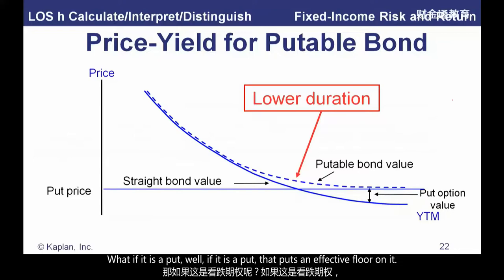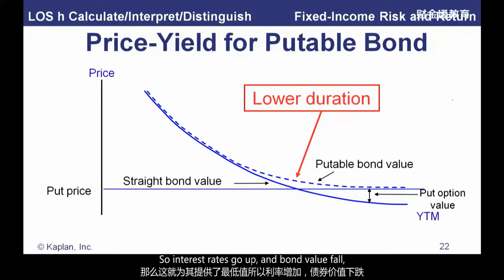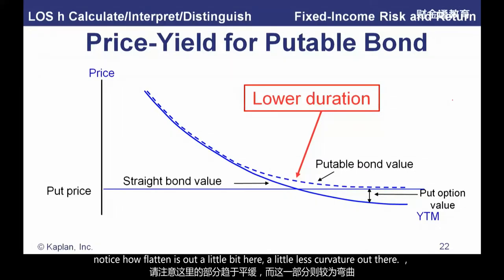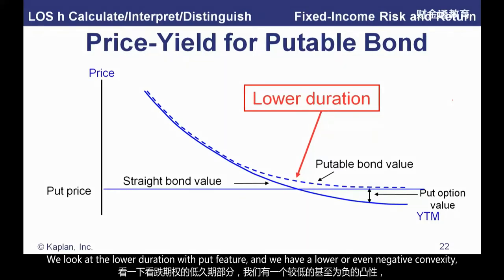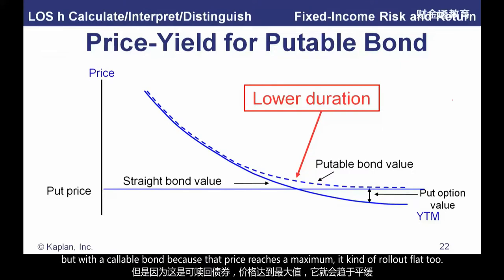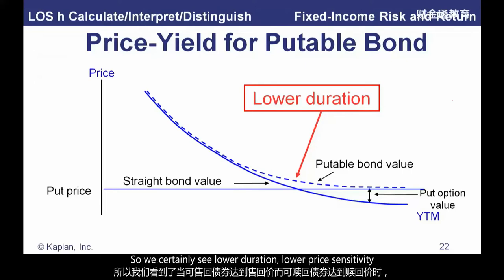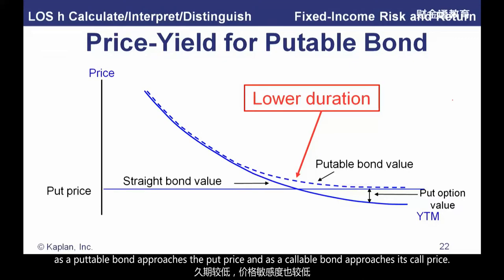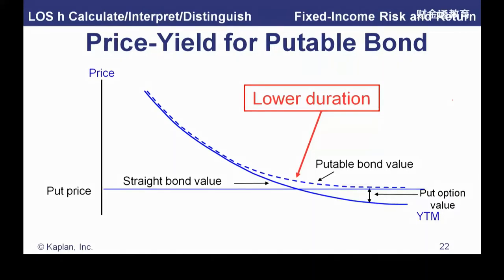What if it's a put? Well, if it's a put, that puts an effective floor on it. So as interest rates go up and bond values fall, notice how it flattens out a little bit there and has a little less curvature out there. And so we look at lower duration with a put feature, and we had negative convexity with a callable bond, because that price reached a maximum, it kind of rolled out flat too. So we'll certainly see lower duration, lower price sensitivity as a puttable bond approaches its put price and as a callable bond approaches its call price.